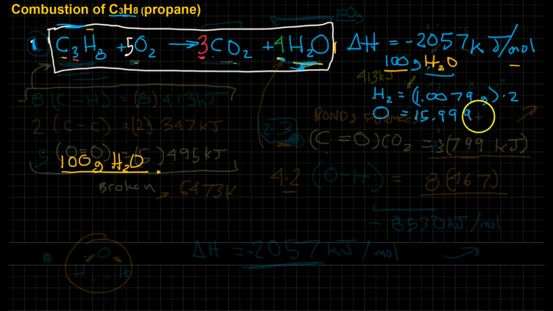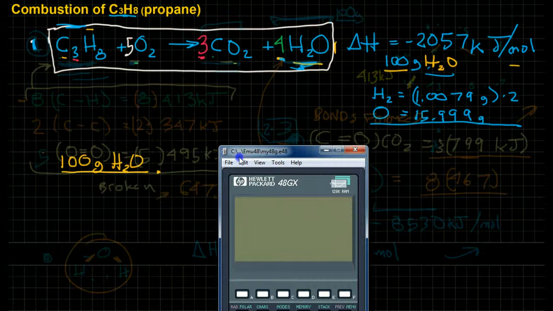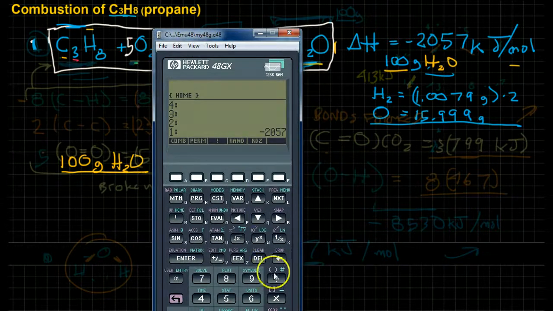15.999 grams per mole. Okay? And there's only one of those. So we can take those two and add them up. Wish you were here, you could add them up for me. Okay.